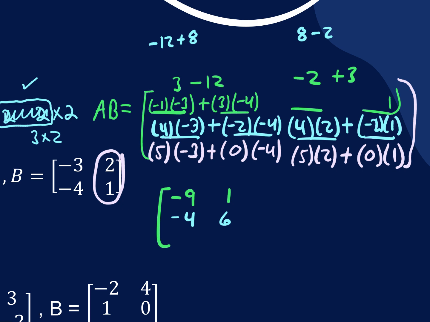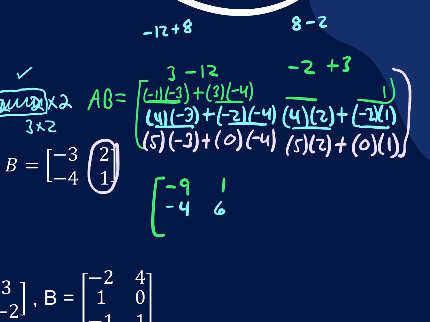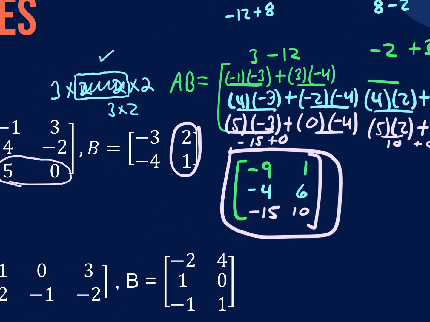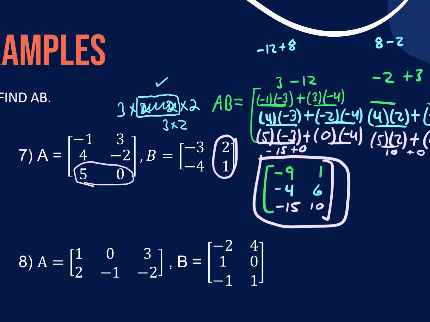All right, and then our last one is 5 times -3 is -15. 0 times -4 is 0, so we just get a -15. Here we get 5 times 2 is 10, 0 times 1 is 0, so 10 plus 0 is just 10. So this is the solution to our matrix. All right, this is how we perform the multiplication. It's not the fastest thing in the world, but if you practice enough of these, you should understand the pattern and it shouldn't be that bad.